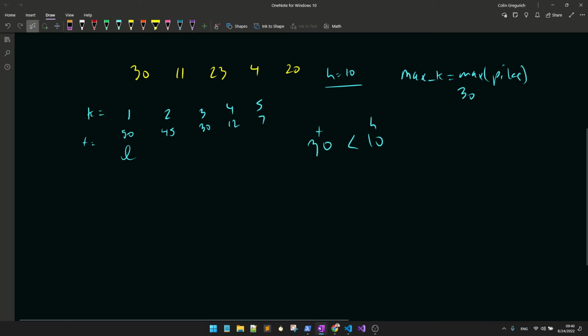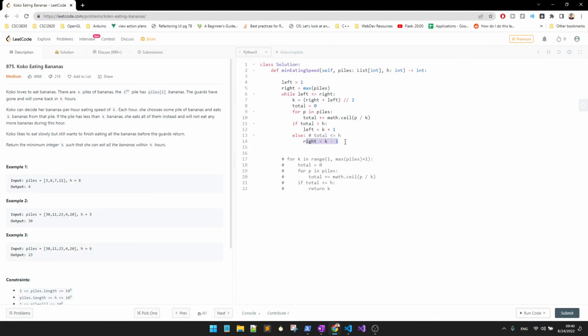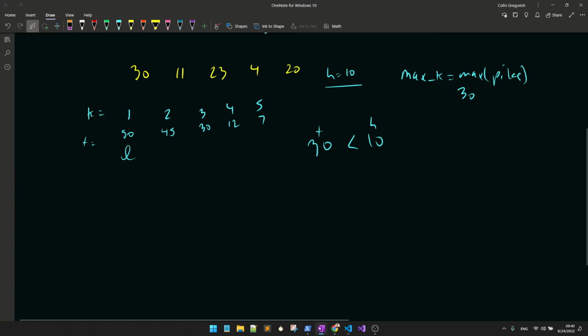Within that loop, because remember, if we're moving right at all, we already know total is less than or equal to h, and what this means in English is the current k value is a possible answer. It might not be the minimum answer, but it's a possible answer. So each time we're about to move right, we want to save the k real quick, just in case this is the best answer we run into.